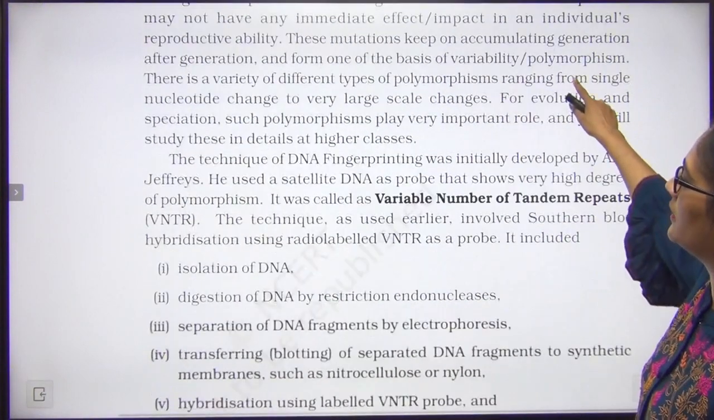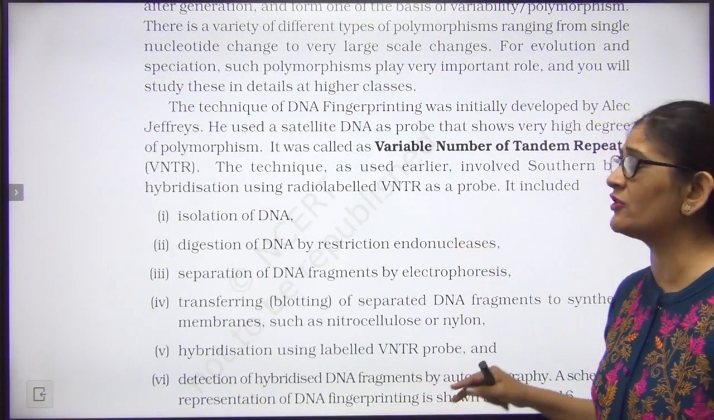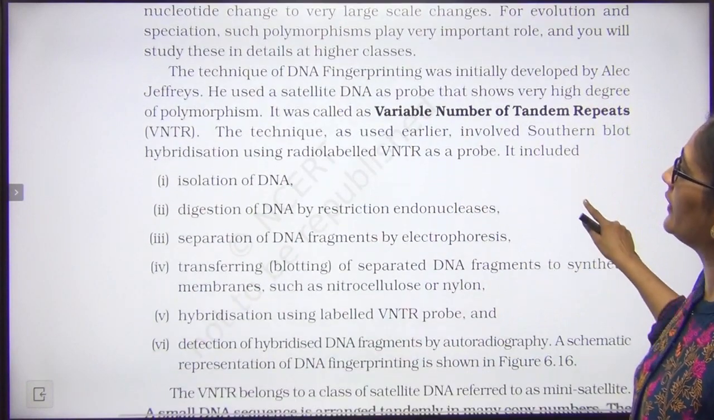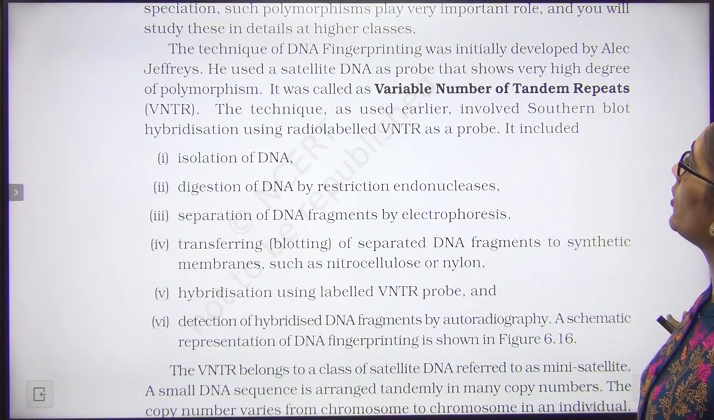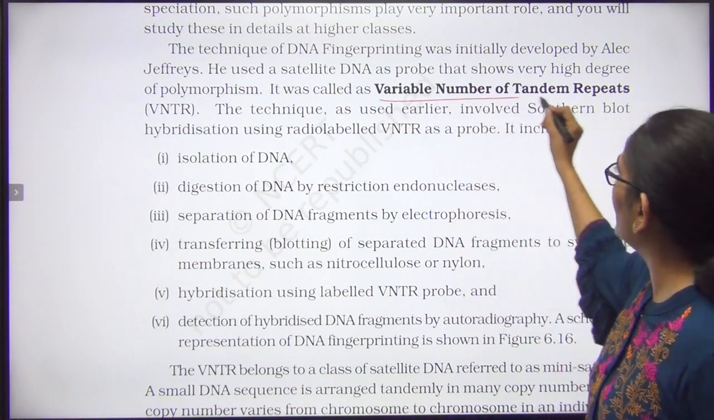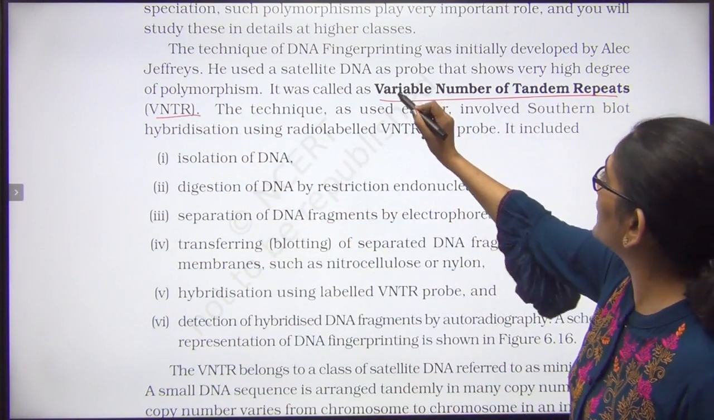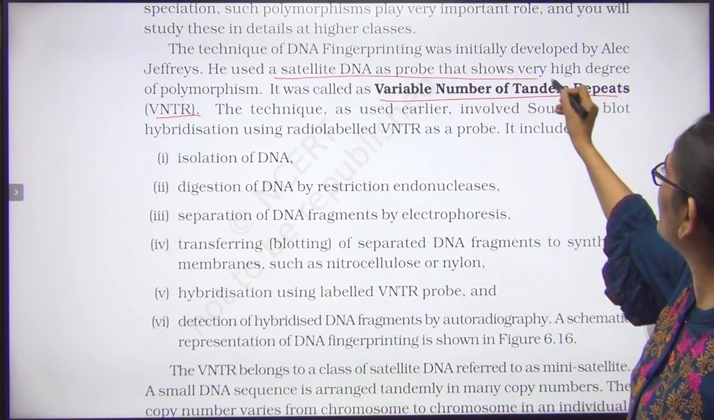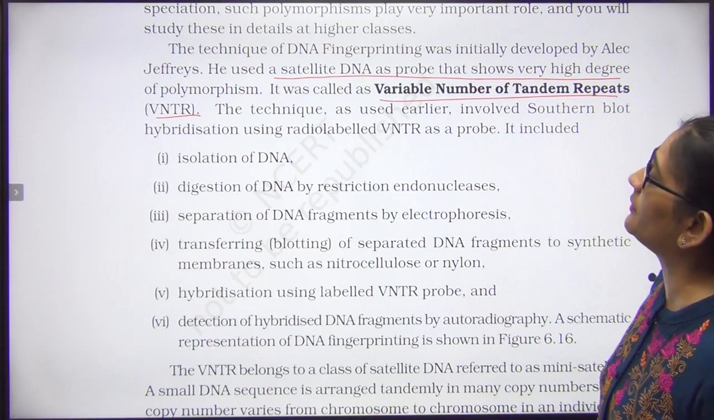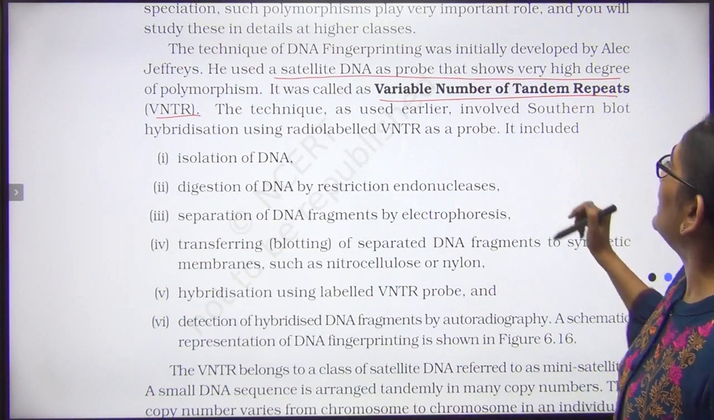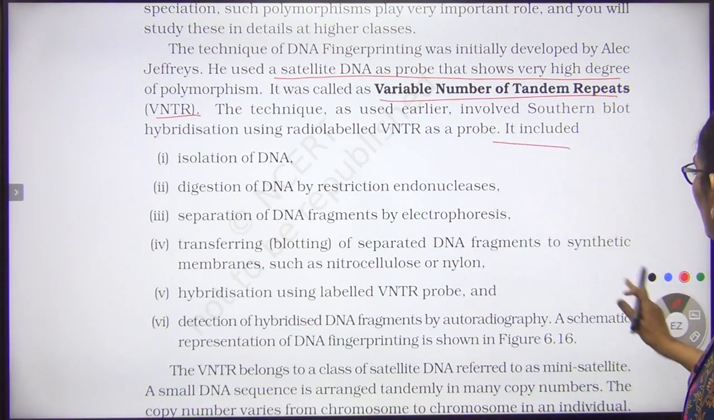So one of the DNAs that we use, that satellite DNA which we actually use in DNA fingerprinting, the one that was used by Alec Jeffreys, was VNTR, which is called variable number of tandem repeat. Right? So he used a satellite DNA as a probe that shows a high degree of polymorphism, that he named VNTR, variable number of tandem repeat. Now what were the steps of DNA fingerprinting as taken by him? It included the following steps.